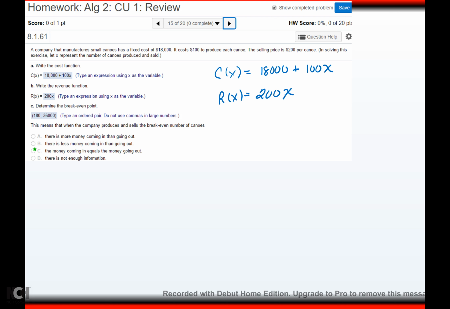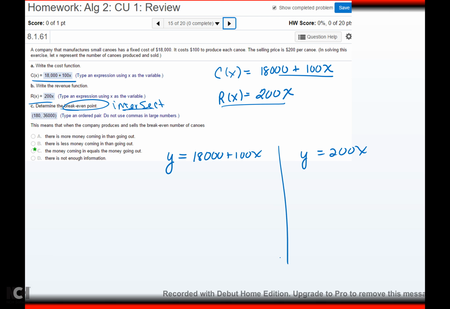So A wants me to write the cost function, which I just did. B wants me to write the revenue function, which I just did. And C wants me to determine the break-even point, which is where the lines intersect. So they're telling me to solve that system of equations. So my cost function, written with y notation, would be y equals 18,000 plus 100x. My revenue function using y notation would be y equals 200x.